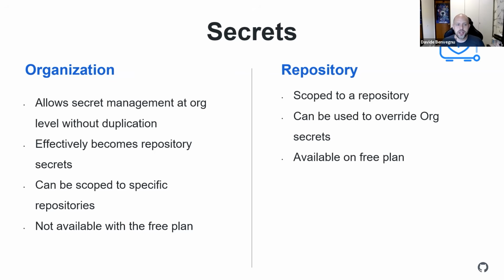As I'm saying, the organization secrets are defined at organization level. They can, of course, be used from all the repos in that organization. They can be scoped to all the repos or to specific repos, but they are not available in the free plan. They are only available if you have a paid plan. The repo secrets instead are available with any plan, including the free one. And as the name says, they are scoped to a single repository. They can be used to override org secrets, meaning that if I have a secret ABC at organization level and I create a secret ABC at the repository level, then the actions will use the repository secret instead. If not, it will fall back to the organization's.